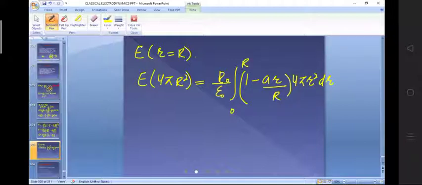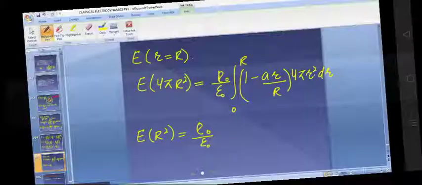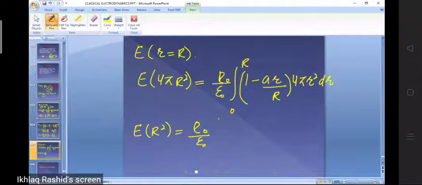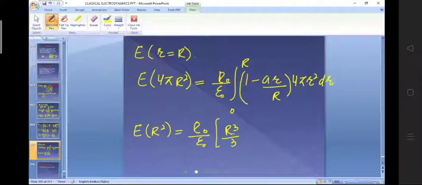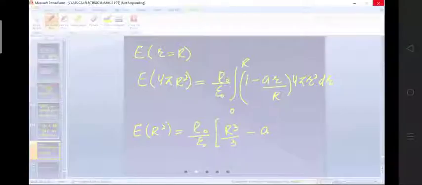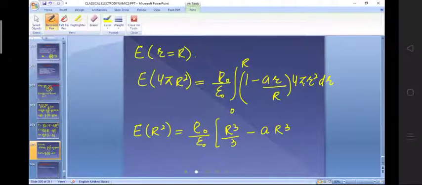Okay, 4 pi will cancel. So here E multiplied by capital R square will be equal to rho naught divided by epsilon naught. Then here it's r square, so it will be r cube by 3, so here will come capital R cube divided by 3 upon applying the limits from 0 to capital R. Then r to the power 3 gives minus a r cube here again, so r to the power 4, then 1 r cube will cancel, then divided by 4.